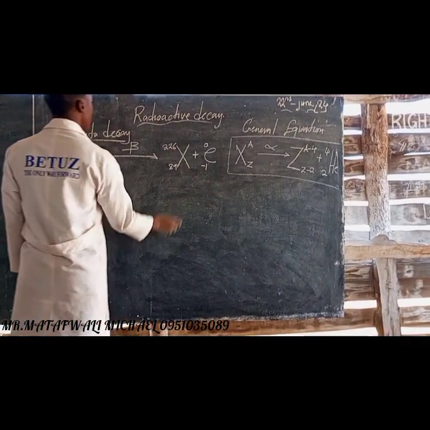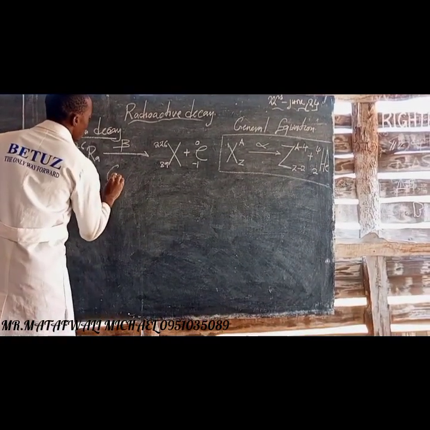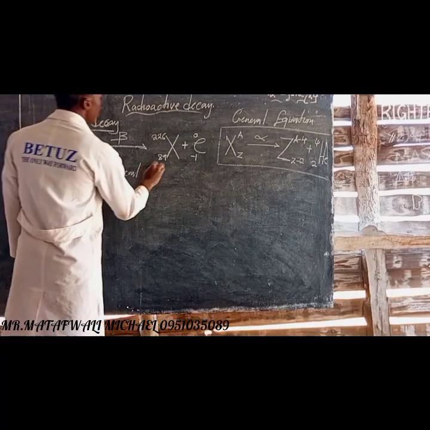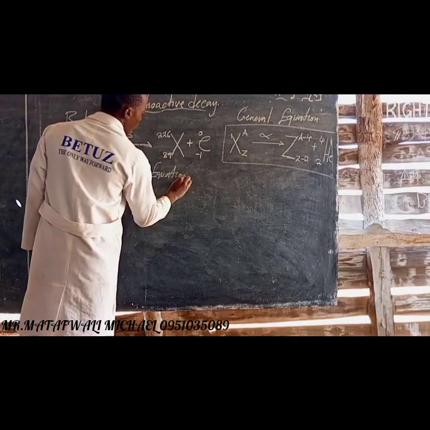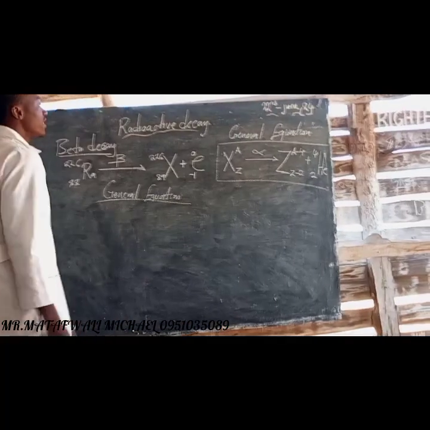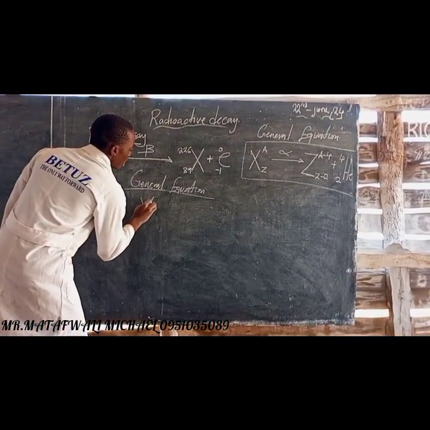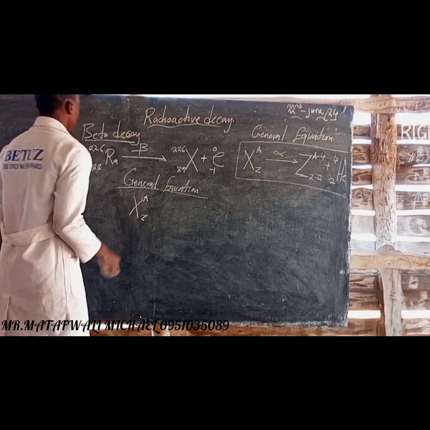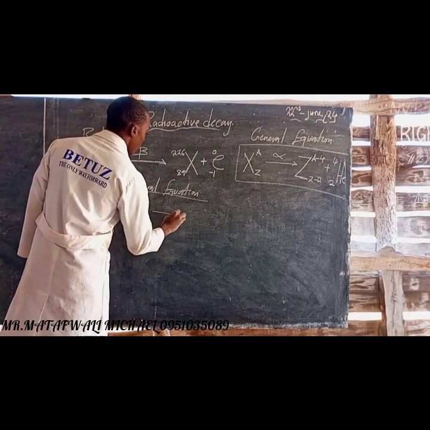So 89 minus 1, we are going to have 86. Then the general equation for beta decay, this is how it looks like. So A is representing the mass number, while Z, the number of electrons.